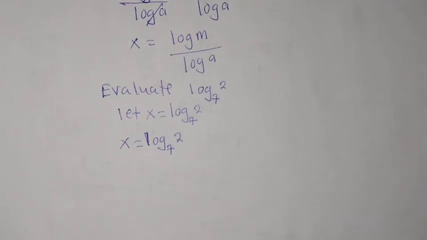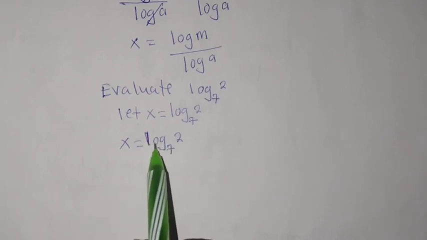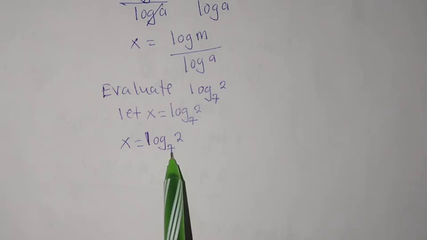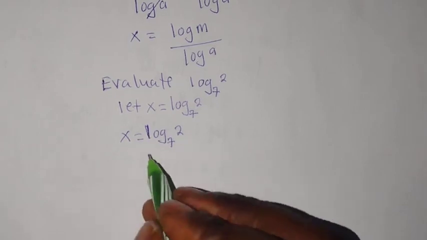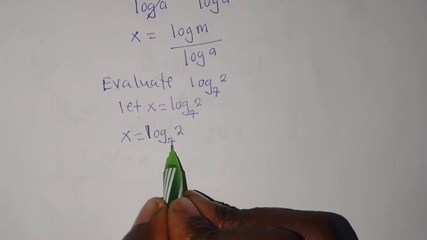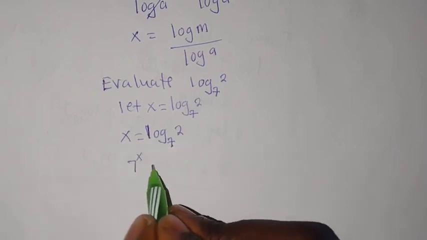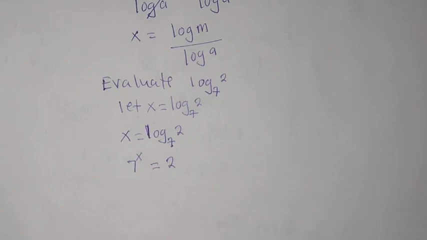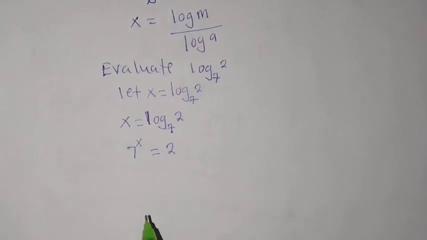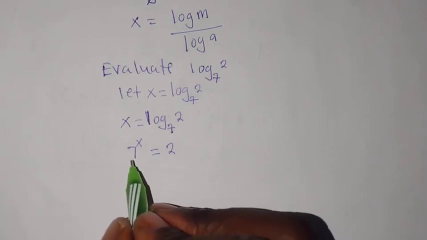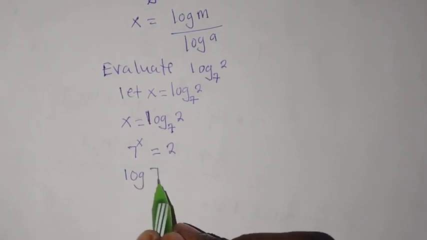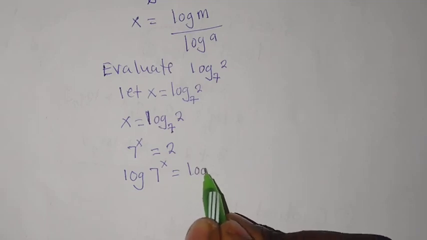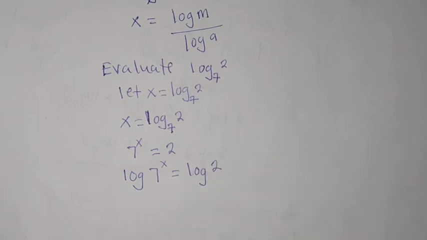So from here, what's next? Remember I said that the base of this log is in base 7. So you need to rewrite this from this form to exponential form, of which you know that this base 7 will maintain, raised to the power of x, then equal to 2. This is what you have. From here, introduce the common what? The common base, which is log 10. Then write log 10 of 7 power x equal to log 10 of 2.